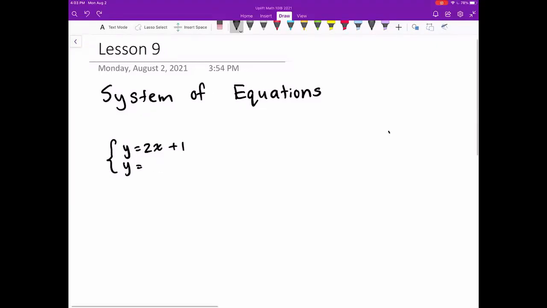Oh, wait, you didn't have to erase it. Sorry. Yeah, so the solution to the system of equations would just be whatever the x value is and whatever the y value is, or the intersection of the two lines. So we could kind of graph this out.